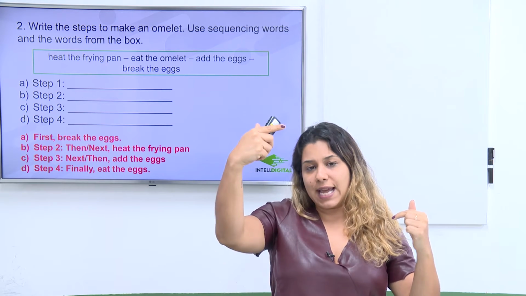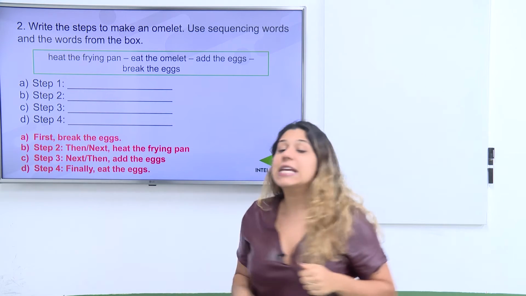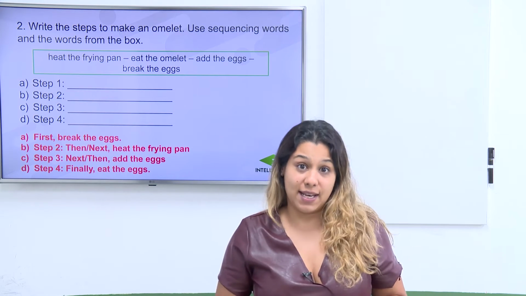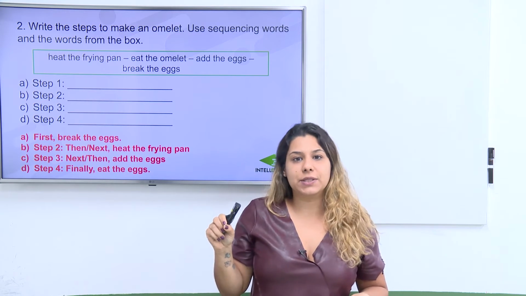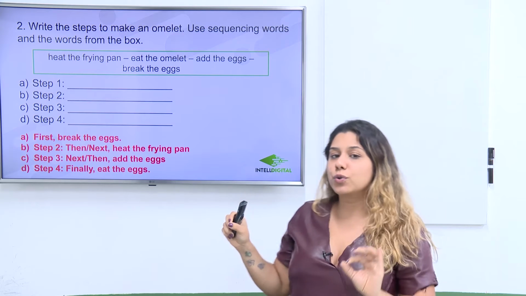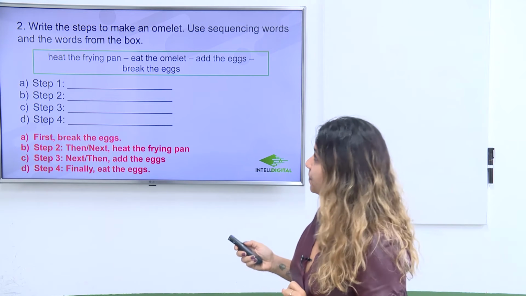E se você usar o next, você usa o then, ok? Add the eggs, and finally, eat the omelette now, ok? So here we have steps well written, ok? Bem escritinhos aí, junto com as palavras referidas à sequência de eventos.